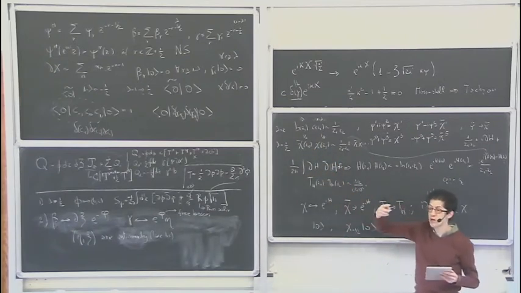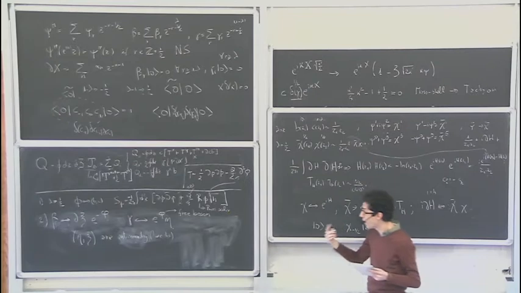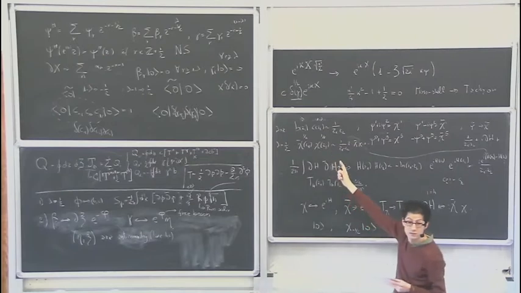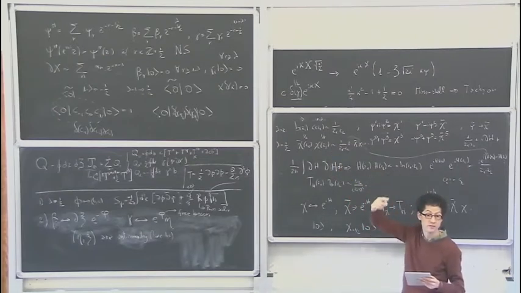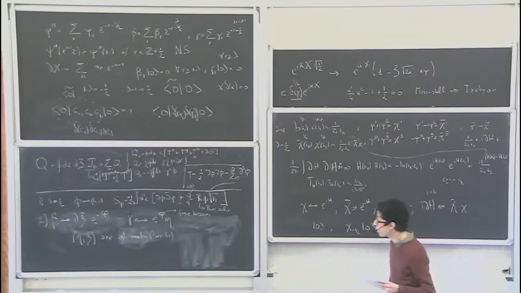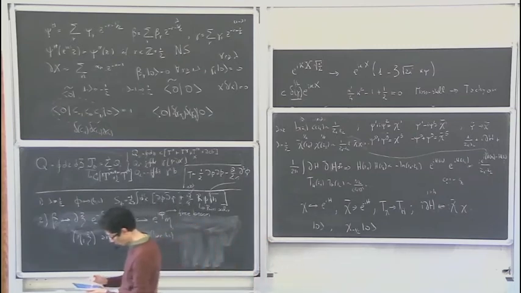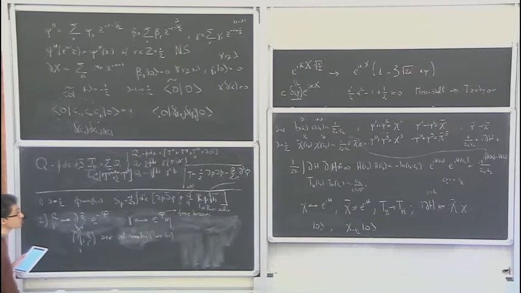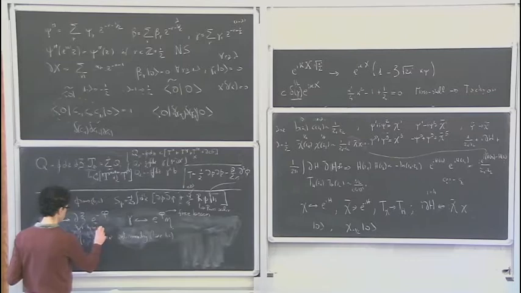When people use this jargon, a BC system, they are thinking about anti-commuting objects of weight lambda and 1 minus lambda. So it's a family of conformal field theories. You choose lambda, and you have a different central charge. So I choose lambda equal 1. So eta has conformal weight 1, and xi has conformal weight 1 minus lambda, so it has conformal weight 0.